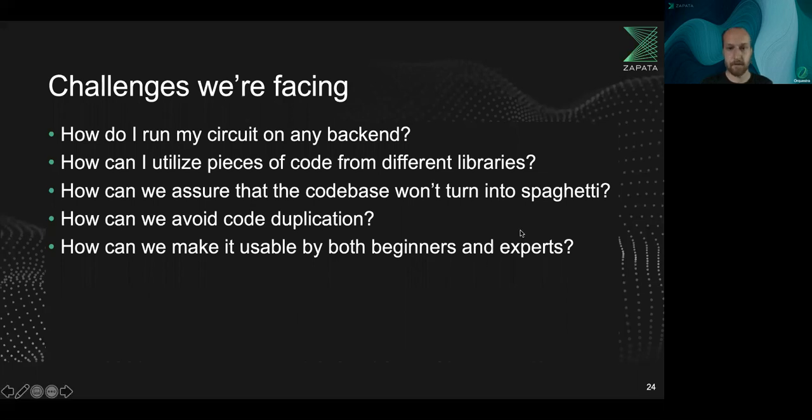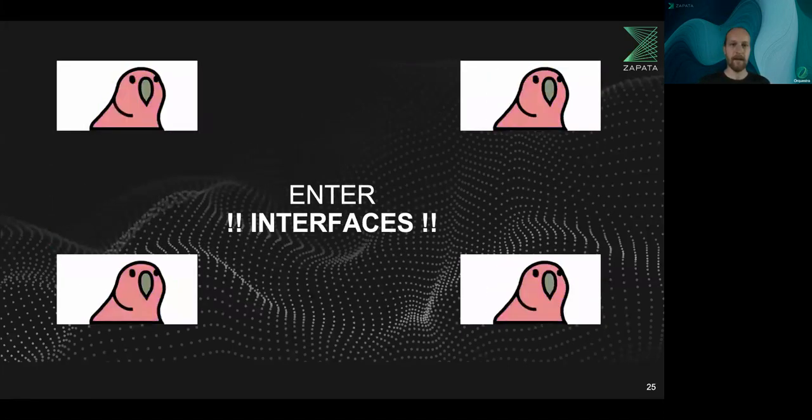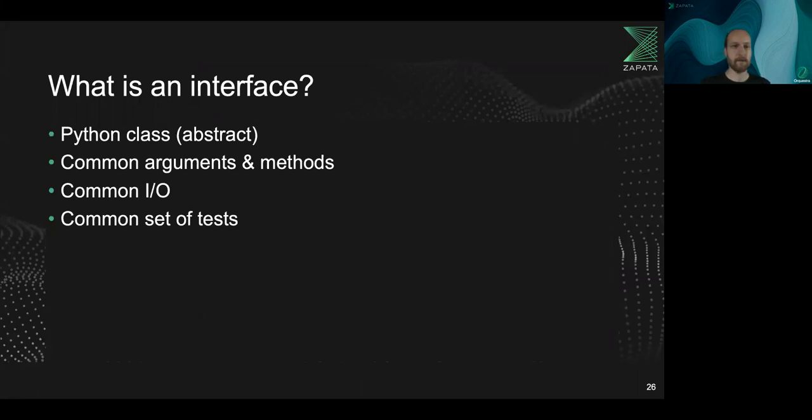So the solution for these problems, to some extent, is interfaces. So what are interfaces? An interface is a Python class, usually an abstract class. When it comes to interfaces in different programming languages, some programming languages have interfaces as part of the language. Python doesn't have that. There's no Python keyword interface, so it's just an abstract class.